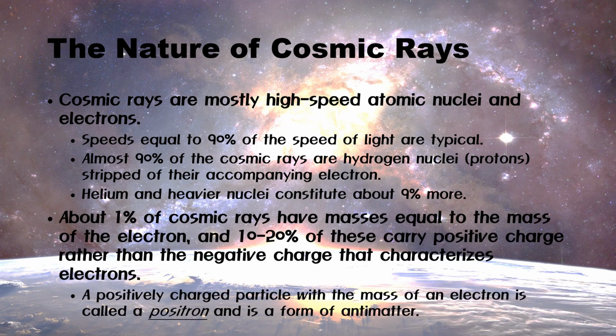And about 1% of cosmic rays have masses equal to the mass of an electron. And about 10 to 20% of these carry a positive charge rather than the typical negative charge that characterizes electrons. If you recall, a positively charged particle with the mass of an electron is referred to as a positron and is actually a form of antimatter. So again, these are all the things that we look at when we start saying what is actually in a cosmic ray.